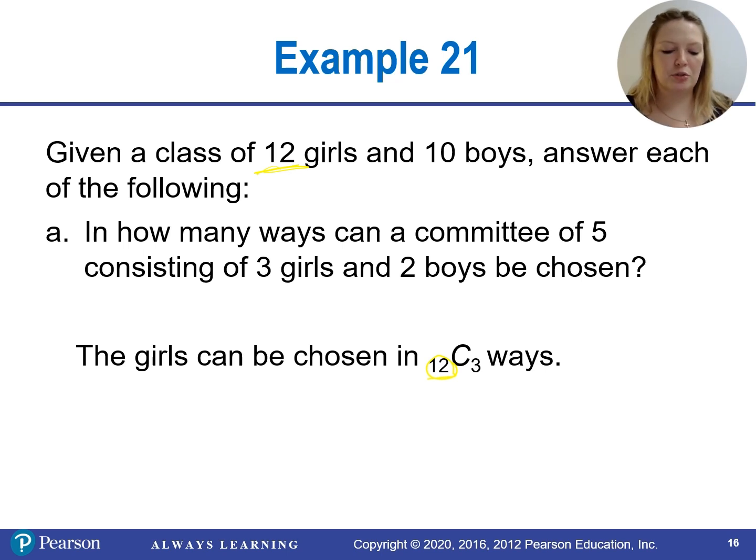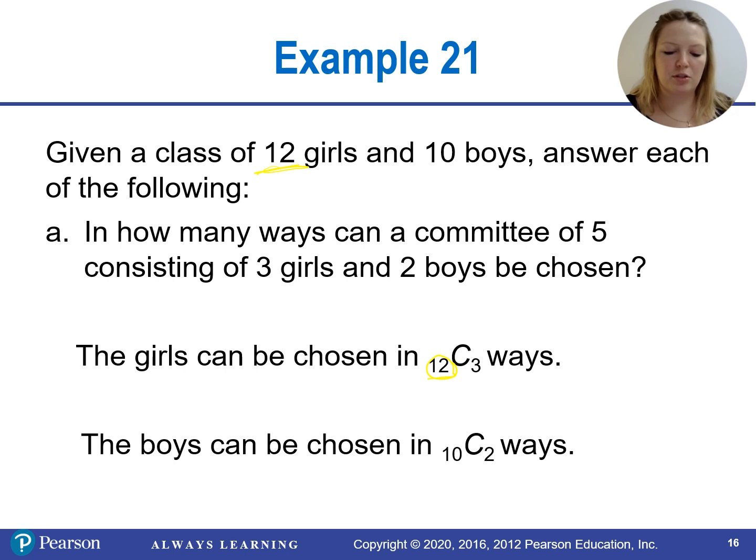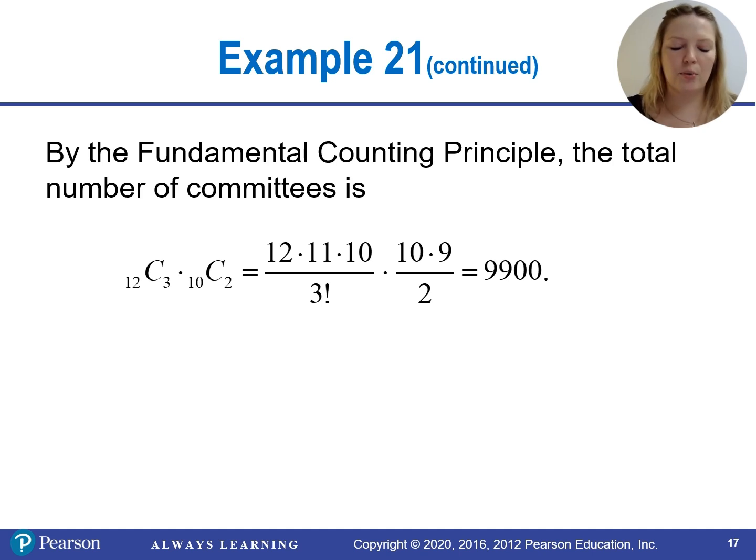If we want to choose the 2 boys, we would have to choose 2 from the 10 boys in the class. So we would use the fundamental counting principle to just multiply those numbers of ways together. There are 12 choose 3 ways to get 3 girls. There are 10 choose 2 ways to get 2 boys, and that would come out to 9,900.